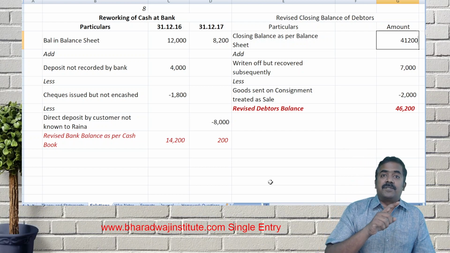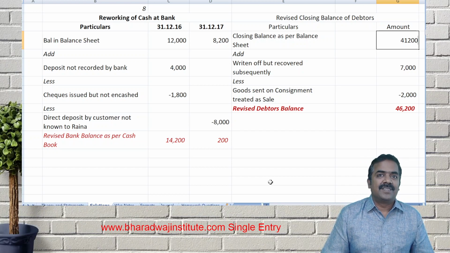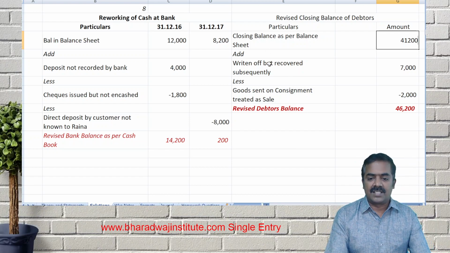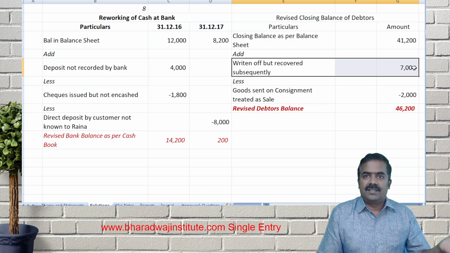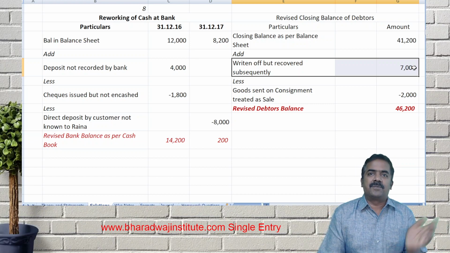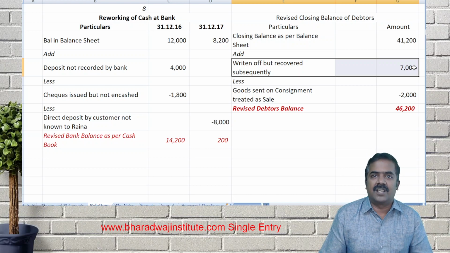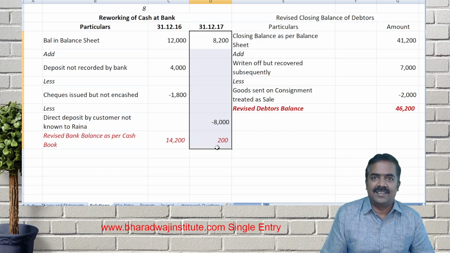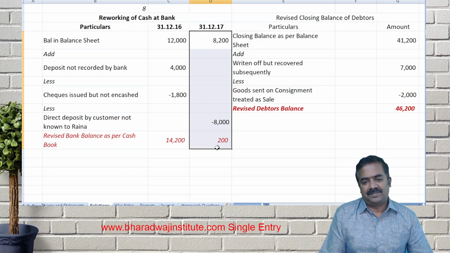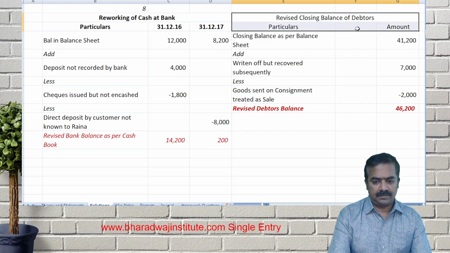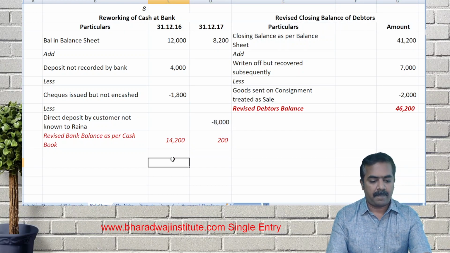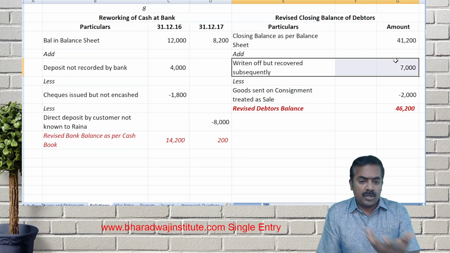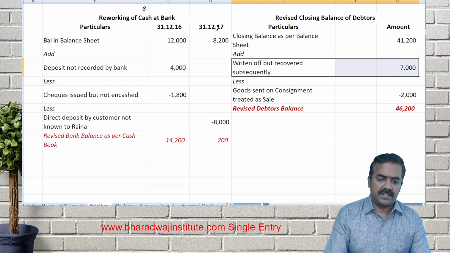7000 was subsequently recovered. This balance is on 31st December, and this 7000 was recovered in which month, when we are doing this work: January or February or March, subsequent, maybe in 2018. We would have recovered it in January or February month. It cannot be included in this balance because it was not paid during 2017. The 7,000 was recovered subsequently when we are doing the work, so it cannot be included in the cash balance here.